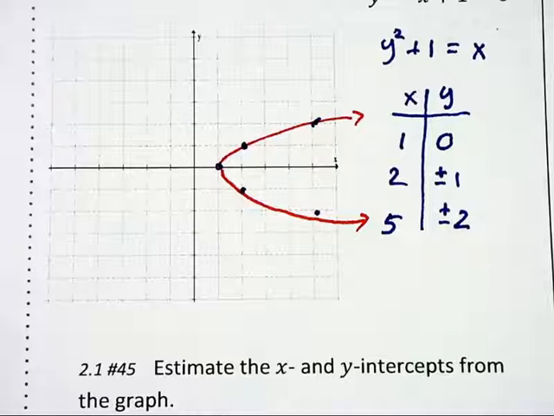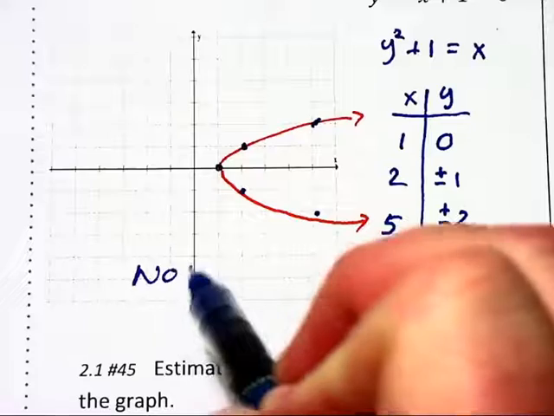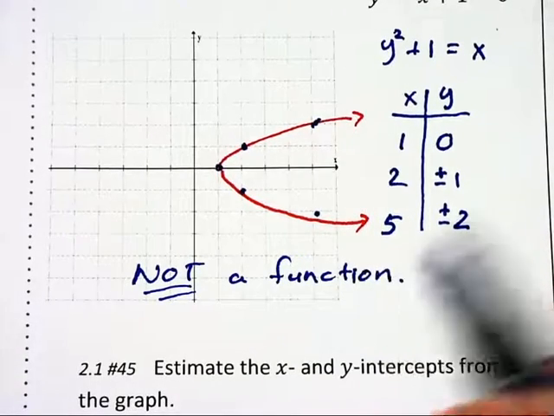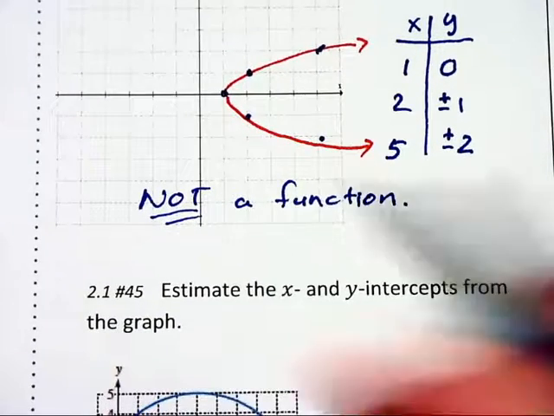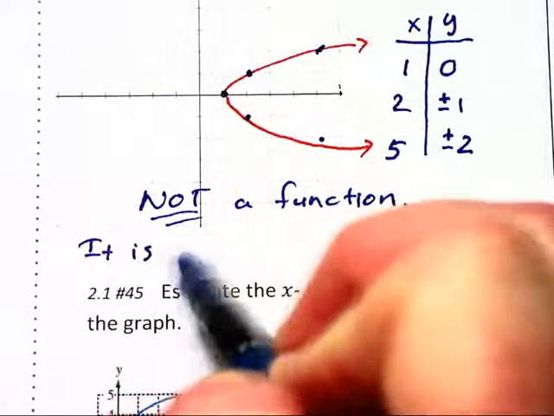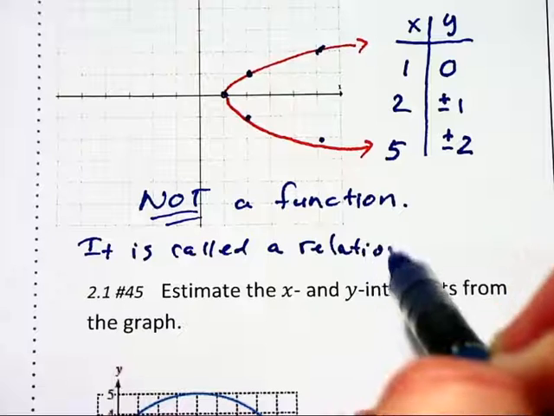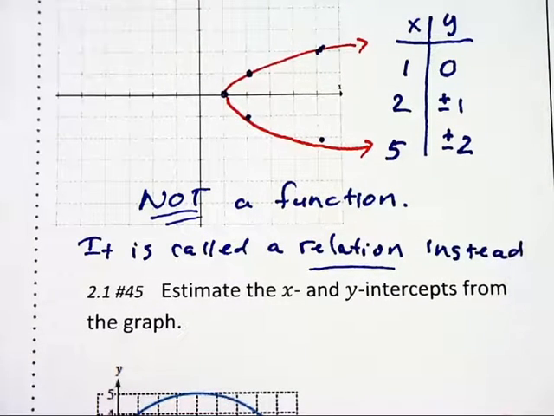The question is now, is this a function? And the answer is no, this is not a function. Why is it not a function? It violates the vertical line test. When something is not a function, it is called a relation instead. X and y are in a relationship, but it's not that of a function where each x has a unique y value that goes along with it.